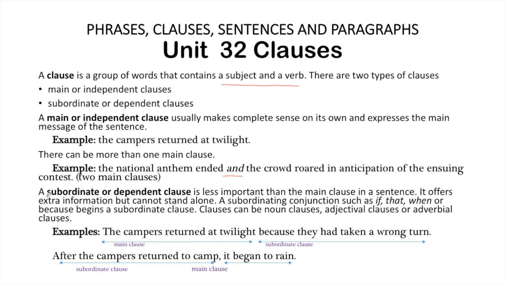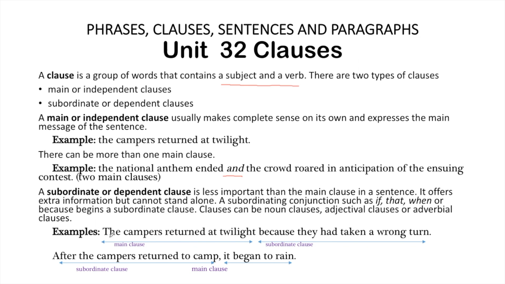A subordinate clause, or a dependent clause, is less important than the main clause in a sentence. It offers extra information, but cannot stand alone. A subordinating conjunction, such as if, that, when, or because, begins the subordinate clause. Clauses can be noun clauses, adjectival clauses, or adverbial clauses, much like the activities you were looking at in some of the previous units.